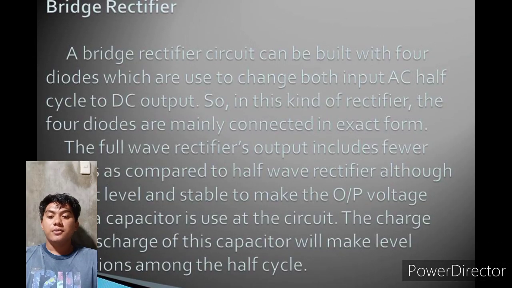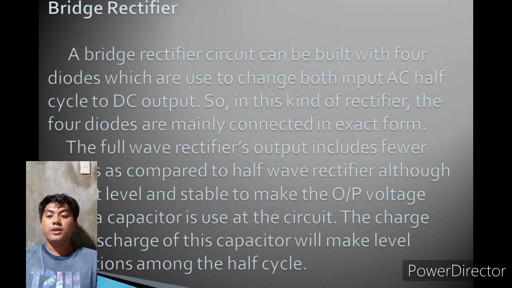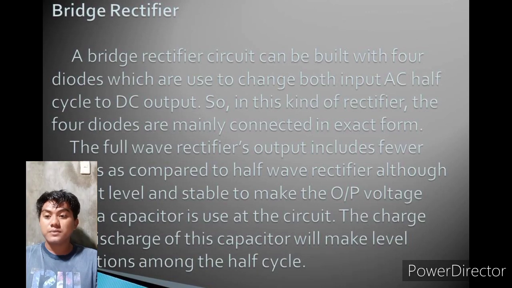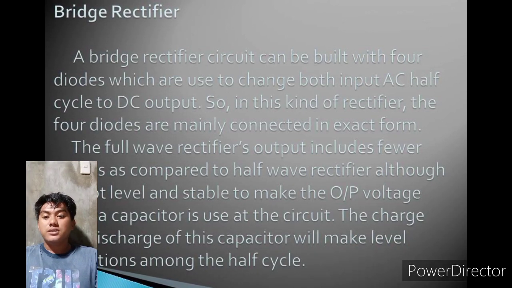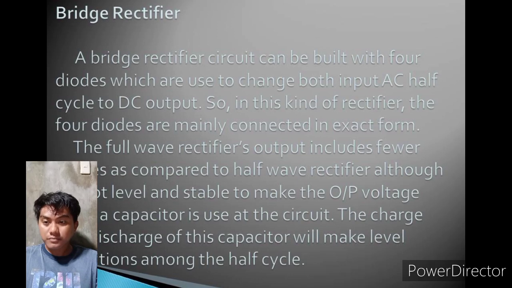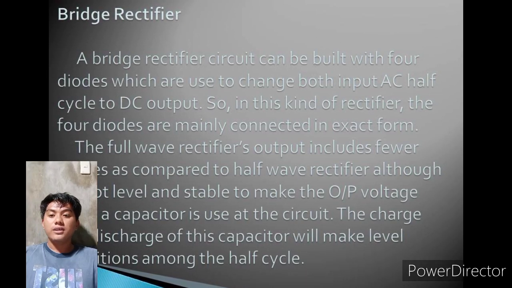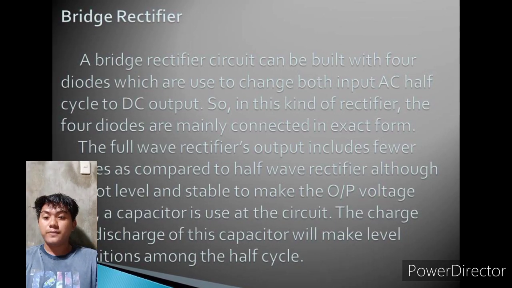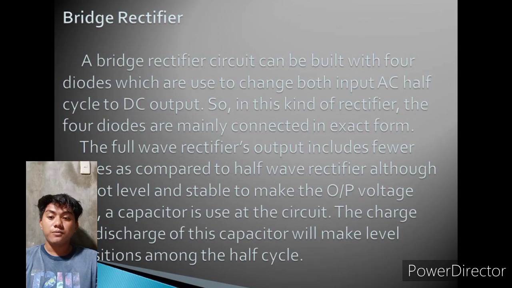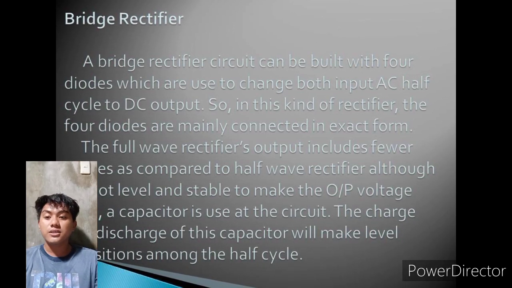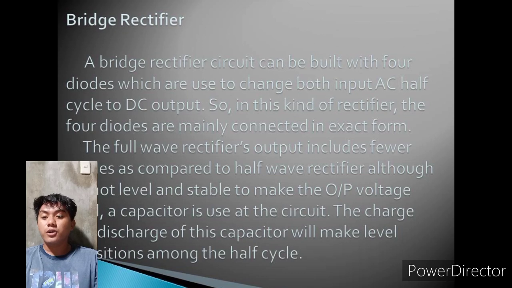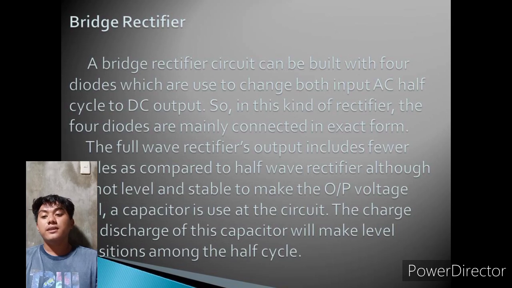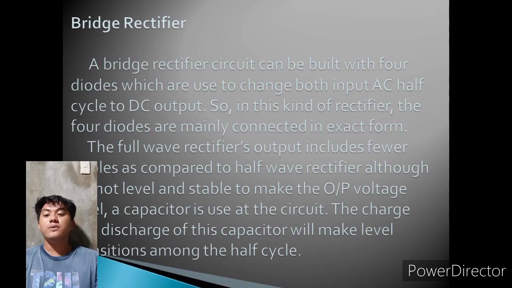Bridge rectifier. A bridge rectifier circuit can be built with four diodes, which change both half cycles of the input AC into DC output. The full wave rectifier output includes more ripple compared to a half wave rectifier, so the output is not level or stable. To make the output voltage level, a capacitor is used in the circuit; the charge and discharge of the capacitor will maintain a level transmission among the half cycles.